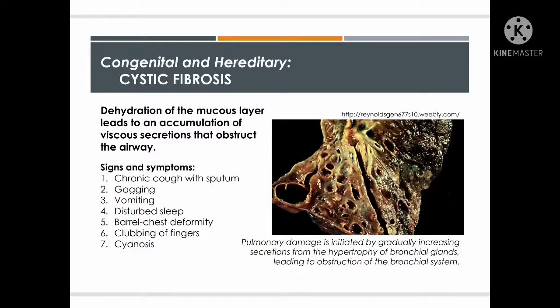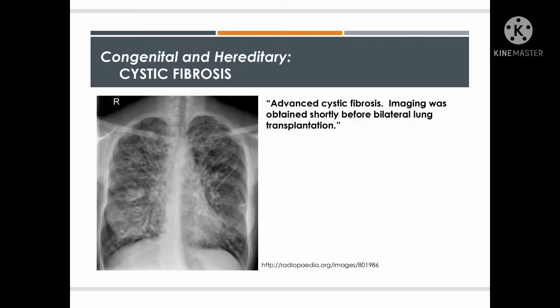The signs and symptoms of cystic fibrosis usually include a chronic cough and wheezing associated with recurrent or chronic pulmonary infections. The cough is often accompanied by sputum, gagging, vomiting, and disturbed sleep. Barrel chest deformity, clubbing of fingers, and cyanosis occur as the disease progresses. In adolescents and adults, pulmonary complications associated with cystic fibrosis include pneumothorax, hemoptysis, and right-sided heart failure secondary to pulmonary hypertension. Chest radiography aids in the diagnosis of cystic fibrosis.